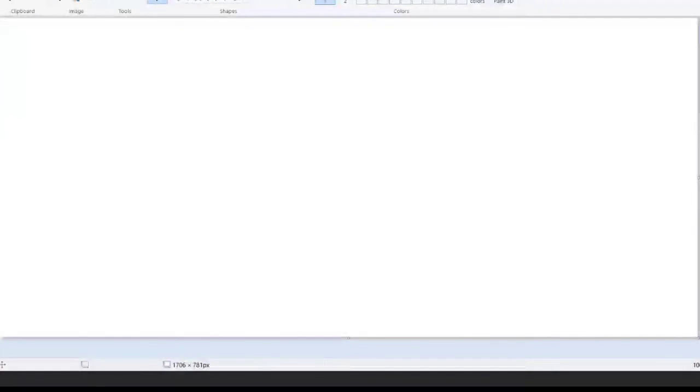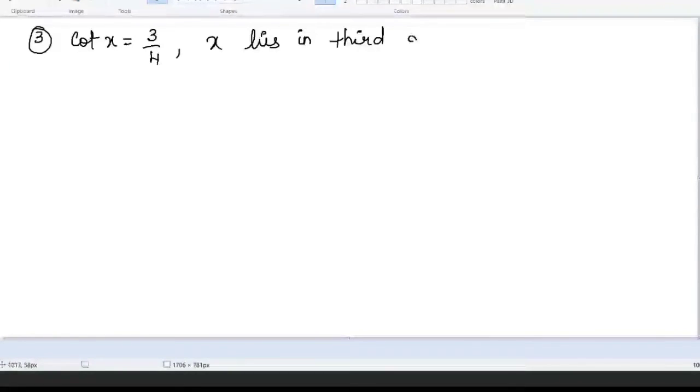So take the third question. The third question tells me cot x is equal to 3 by 4, and x lies in the third quadrant. Come on, start now. Go fast, go according to the steps. Cot x is 3 by 4, x lies in the third quadrant.